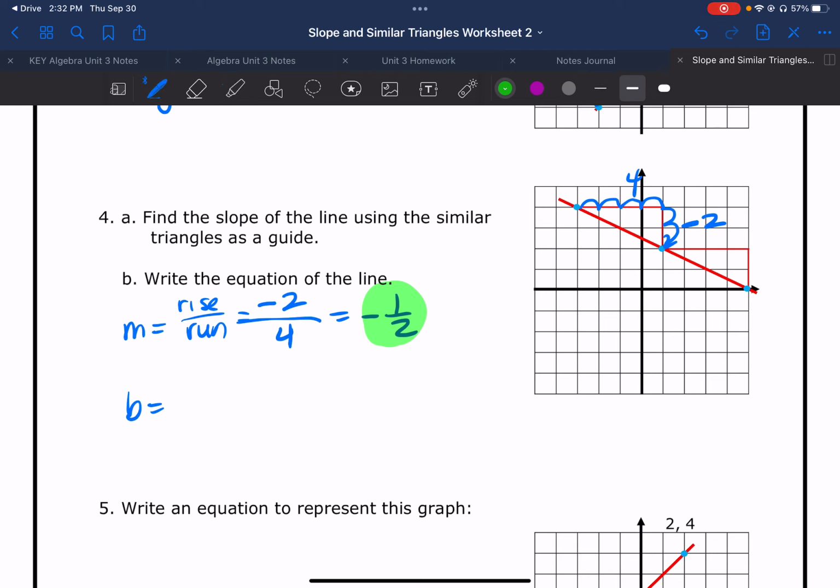Awesome. What is my y-intercept? Well, let's scan my y-axis. Let's see. If this was +1, this is +2. This is like 2.5. So +2.5. All right, we have everything we need. So let's go ahead and write my equation. Y equals -1/2 x plus 2.5.